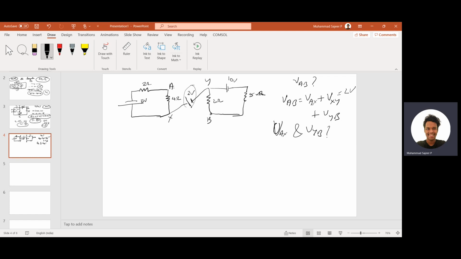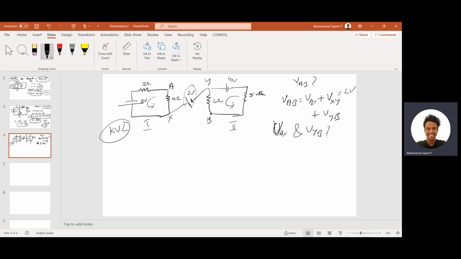How will you do that? Of course, solution is KVL. It is such a great tool. It will help you a lot in the circuit analysis. And so let's find out VAX. For that I am just taking a loop like this. Here also I am taking a loop like this. Okay, so it is the first loop, it is the second loop.